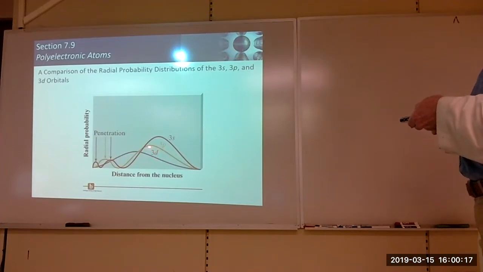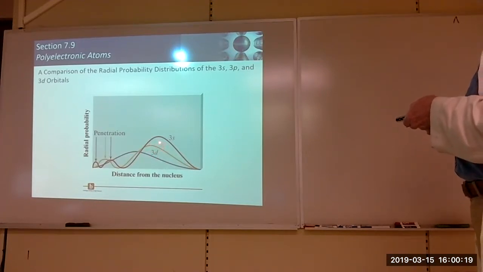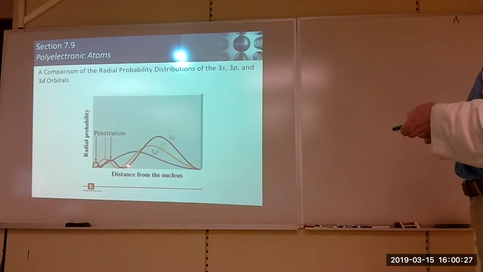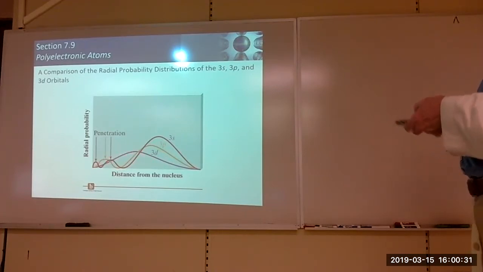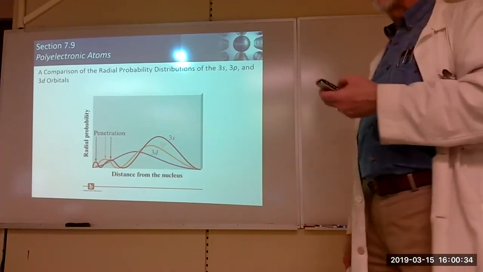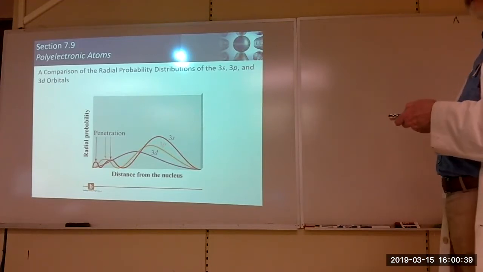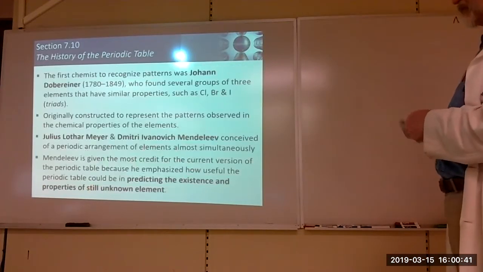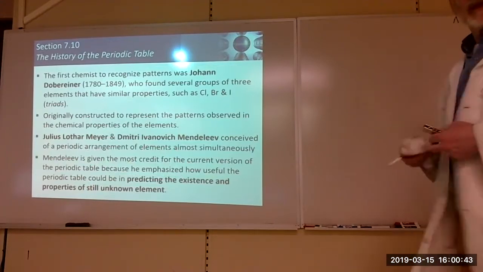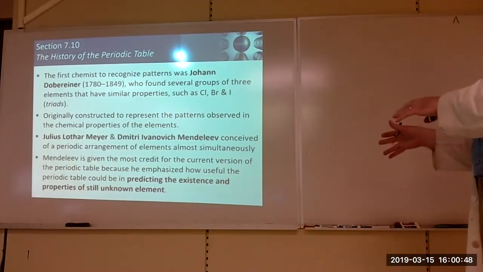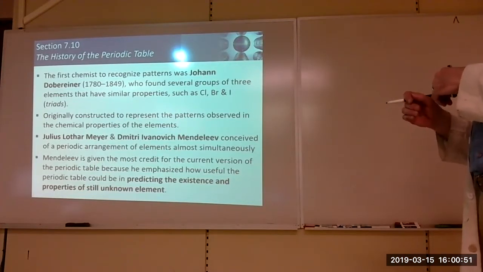And as you get higher in the principal quantum number, you also get some penetration for the p's, right? But the s's still penetrate within the p's. And then the 3d, of course, n equals 3, that's the first place that the d appears. So you're not going to find it in the 1s and 2s. You still get penetration. All right, now let's try to make sense of the periodic table, knowing what we know now about the quantum numbers.